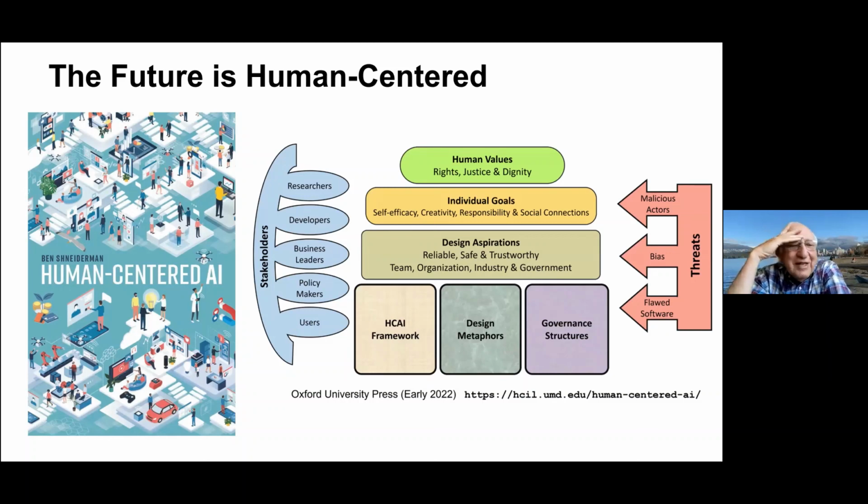That is the cover of the book. It shows people working together, supported by technology, and the structure of the book is to focus on the human values of rights, justice, and dignity, with the other issues I mentioned below of self-efficacy, creativity, responsibility, and social connections, and then to make reliable, safe, and trustworthy systems. We always remember the stakeholders in these systems and the threats that appear on the right, the malicious actors, the biased data, and the flawed software.